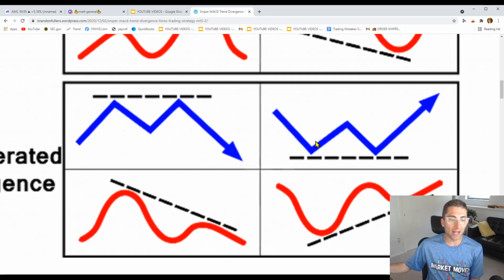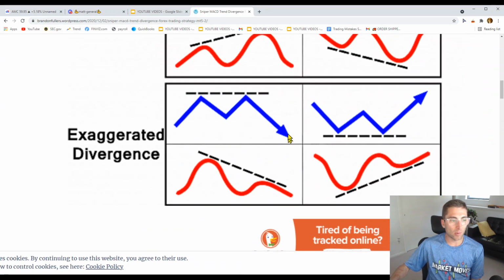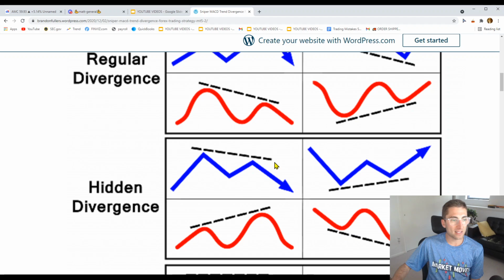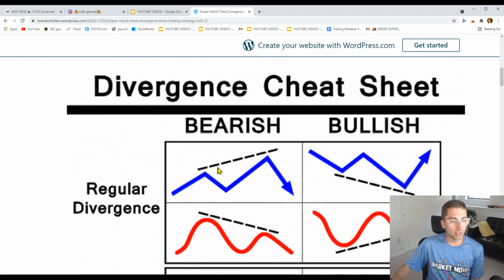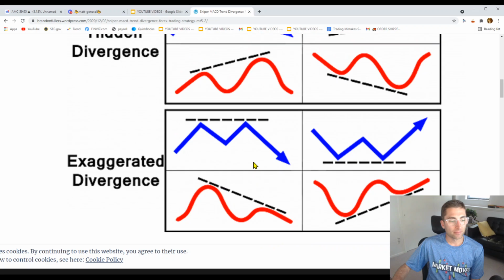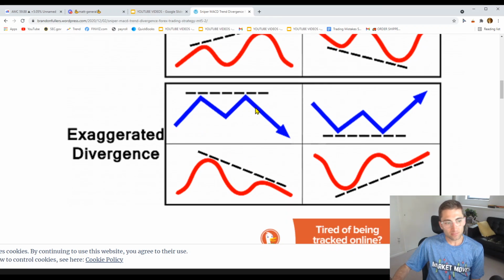And this one, my favorite right here, it says double tops in the stock market. And then you see here, we have a lower high. So same thing as above, but it's a double top instead of a higher high. So market tries to bust through, makes a lower high on the indicator. We know there's weakness. Same thing, double bottom here.